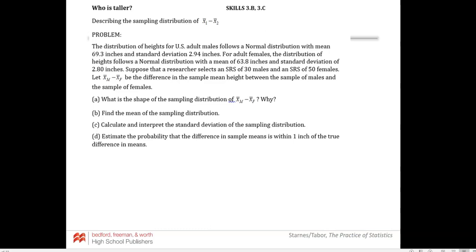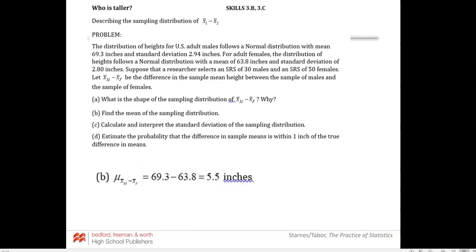Because the populations are both normal, the sampling distribution of the difference is going to be normal. Or you could say they both have a sample size of at least 30, so that works as well. Either way, I think they did the first way. Find the mean of the sampling distribution. I think we're doing males minus females, so that would be 69.3 minus 63.8, 5.5. Don't forget to put the inches there when you do it.